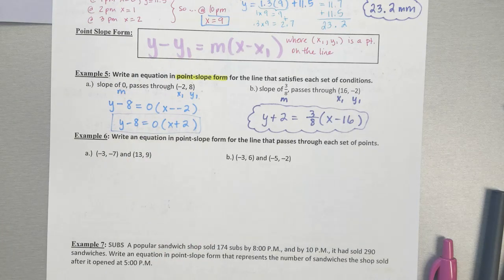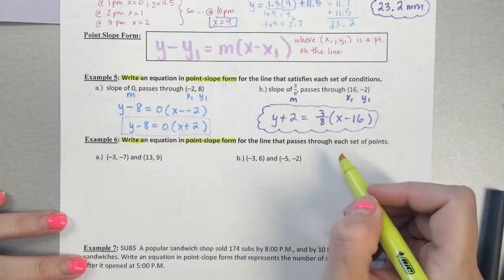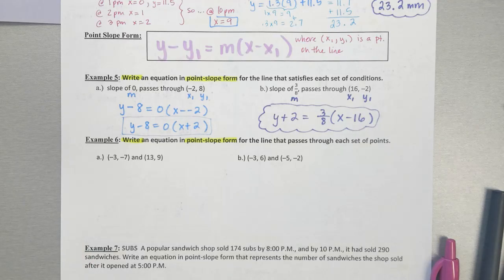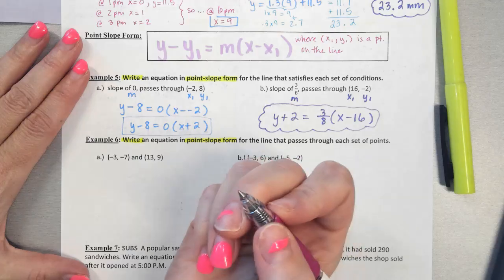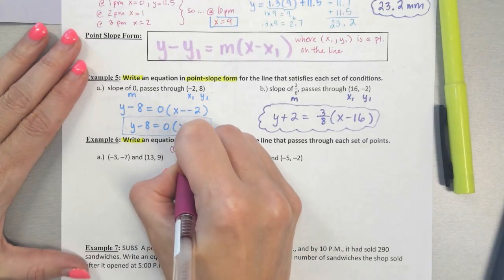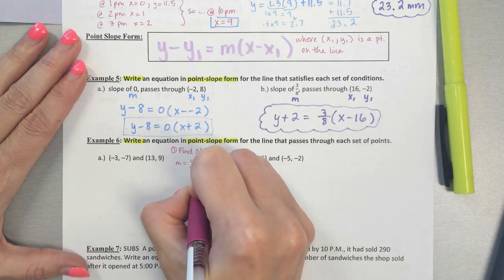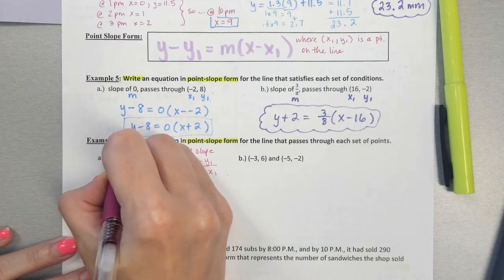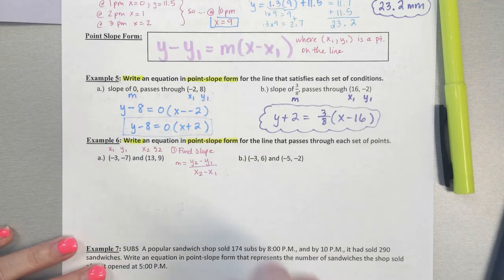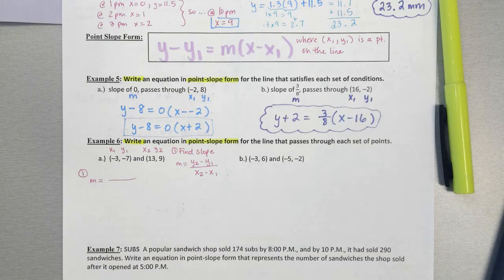All right, now sometimes they want you to write an equation in point slope form, and the line's going to pass through a set of points. So the first thing you're going to have to do is find the slope. To find your slope, we're going to use y2 minus y1 over x2 minus x1. Again, I like to label my x1, y1. It just helps me when I'm plugging it in. As long as you're showing your work, just do what works best for you.